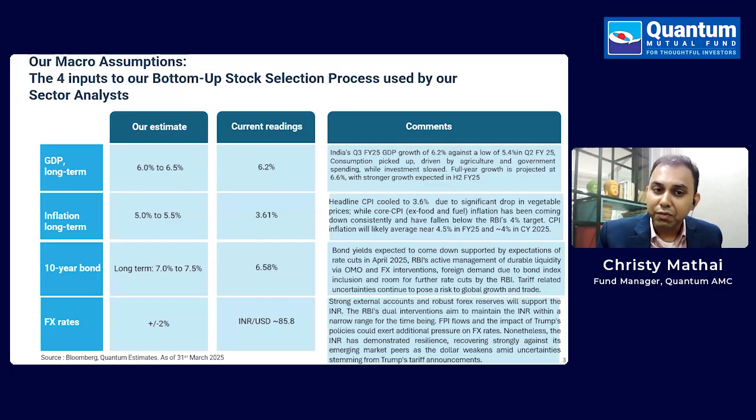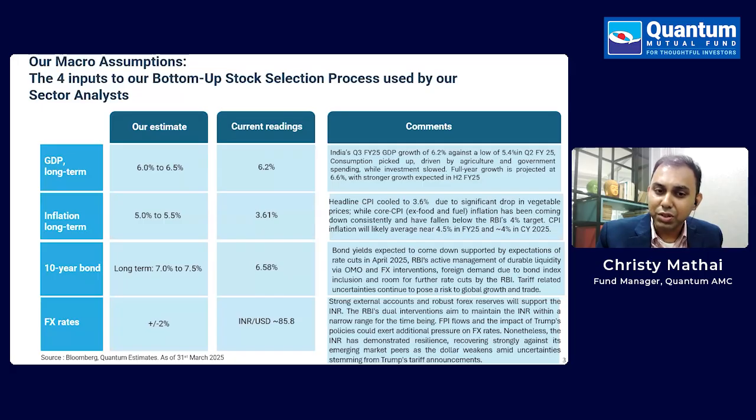Long-term inflation is 5 to 5.5. The current number is a bit lower. This is what we would use in terms of inflation to decide possibly what the real wage increase could be, the wage increase that we see in various companies, and so on and so forth. The 10-year bond yield has hovered around 7 to 7.5 for a very long period of time. In the current rate cut environment, it's close to 6.58. Potentially, it can go down even further in the near term.